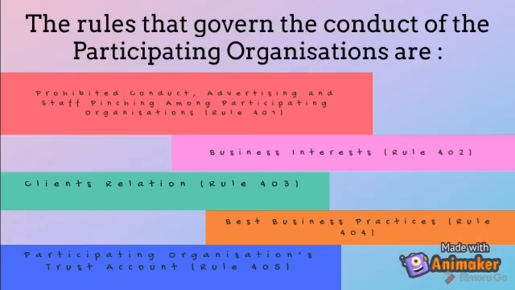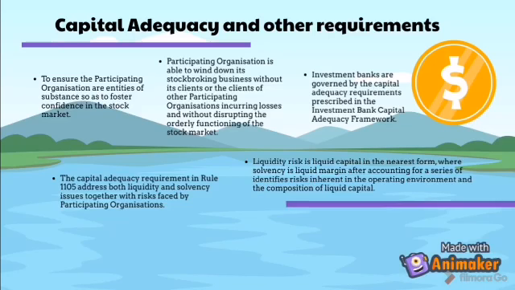Next, the rules that govern the conduct of the participating organizations are: first, prohibited conduct, advertising and staff poaching among participating organizations; second, business interests; third, client relations; fourth, best business practices; fifth, participating organizations' trust account. Furthermore, capital adequacy and other requirements.